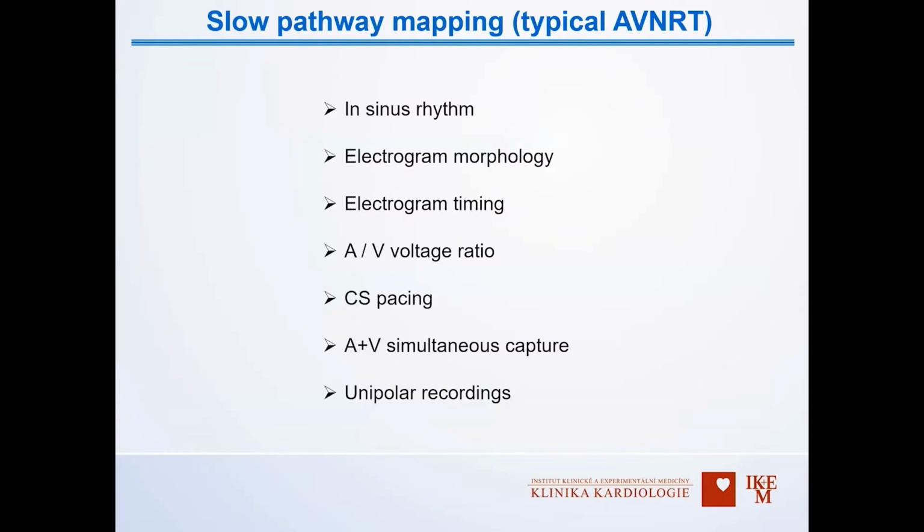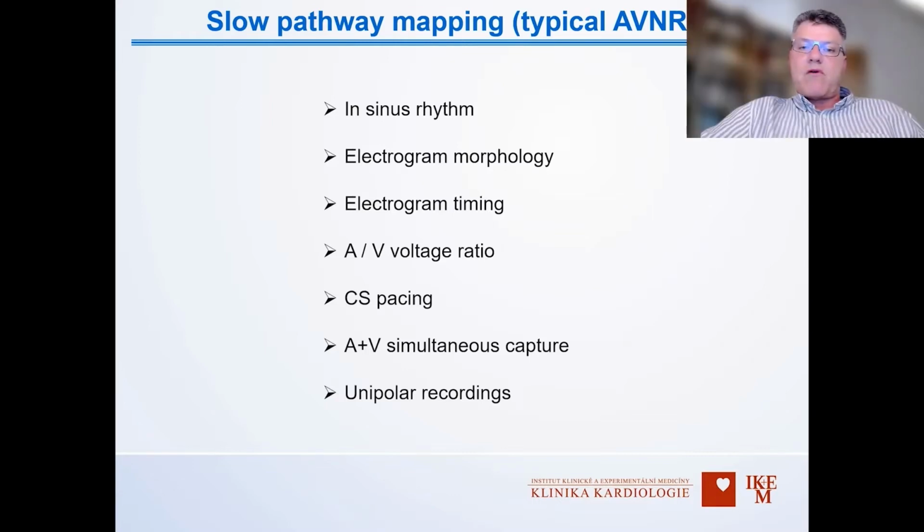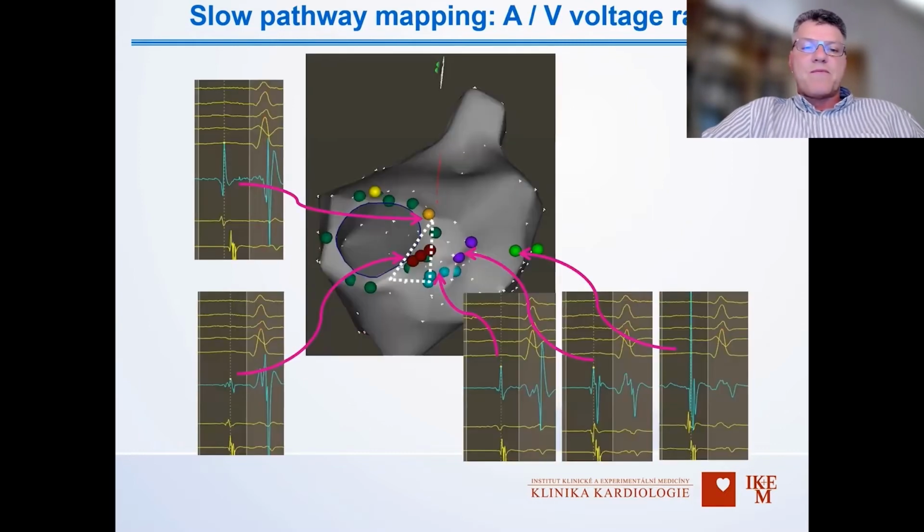Importantly, the slow pathway is defined not only anatomically, it must be mapped electroanatomically. It is usually done in sinus rhythm by seeking the typical slow pathway electrogram that is defined by morphology, timing, AV amplitude ratio, and other tricks are also useful: coronary sinus pacing, A plus V simultaneous capture, and utility of unipolar recordings. And I will mention all these features separately.